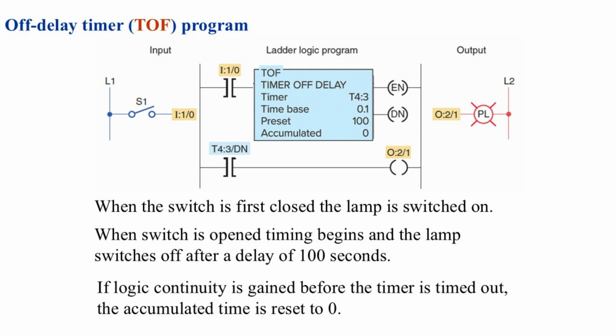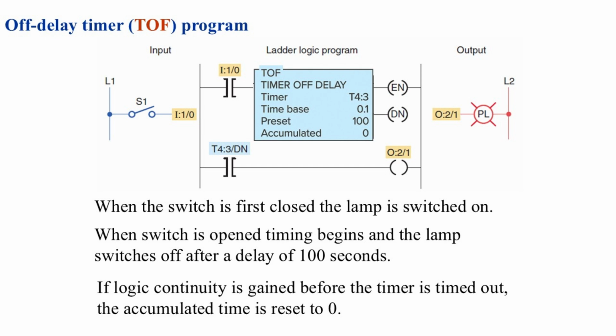This slide shows how an off-delay timer works in a programmable logic controller. On the left, we see the input circuit. The input device, labeled S1, is a normally open switch connected to the timer instruction T4:3 in the center. In the middle, the blue block represents the timer off-delay instruction.